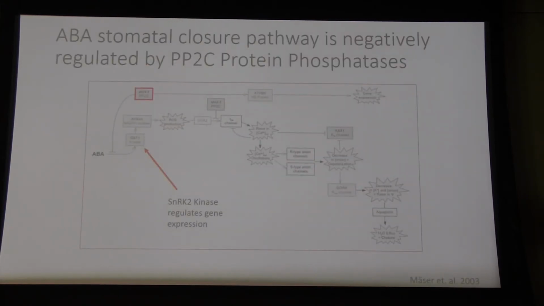As I had mentioned earlier, abscisic acid is really important in stomatal closure. It works through this complicated signal transduction pathway that ends in stomatal closure. But what's interesting, highlighted in that red box, is a protein phosphatase, and what that does is it negatively regulates the abscisic acid signaling pathway.